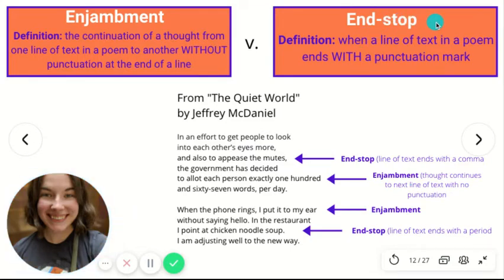An end stop is the exact opposite of enjambment. So that's when a line of text in a poem ends with a punctuation mark. Remember, a punctuation mark doesn't have to just be a period. It can be a question mark, an exclamation point, a comma, a dash, right? Any of those are fine. So this line of text has an end stop because it ends with a comma. This line has an end stop because it ends with a period. Okay, but the two above it end with enjambment. They are not stopped by any sort of punctuation.